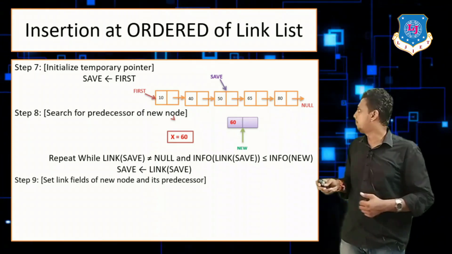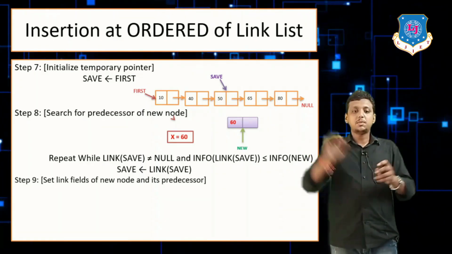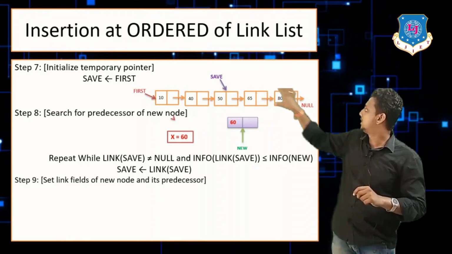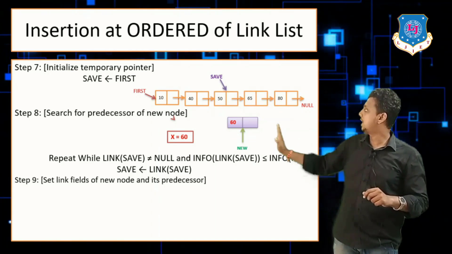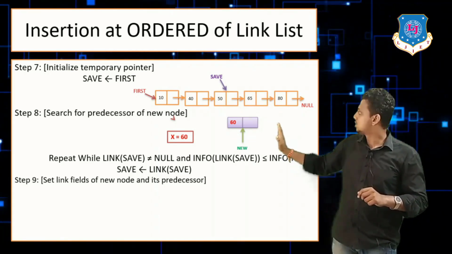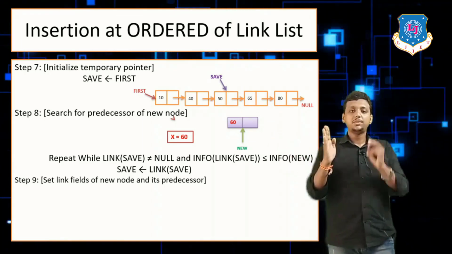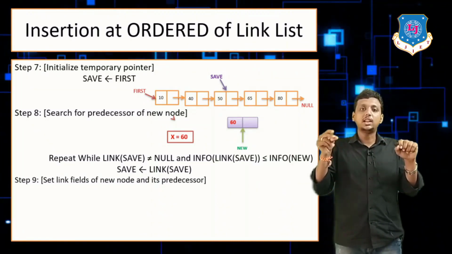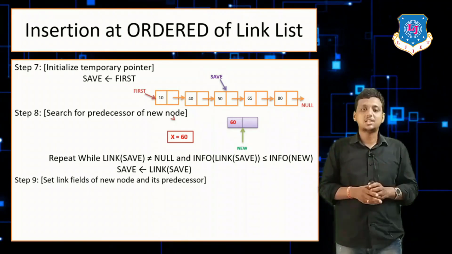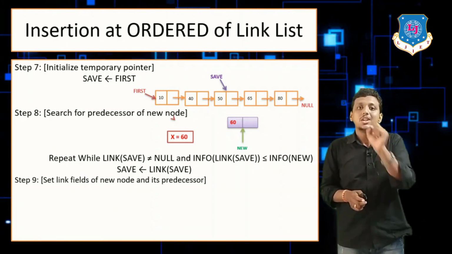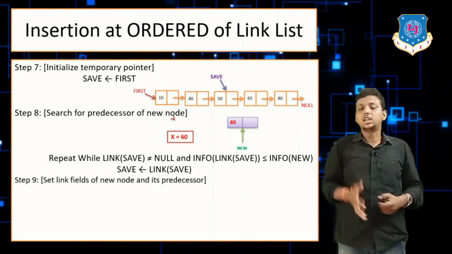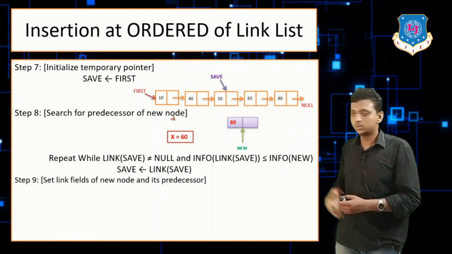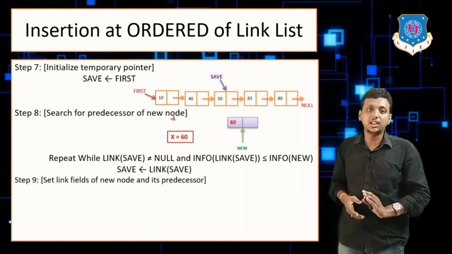So here, this is my 65, this is my 50, and in between them we have 60. What I need to do is connect the link of 60 to 65. Now let me know, what is the name of 60? What is the pointer which is pointing to 60? That is new.